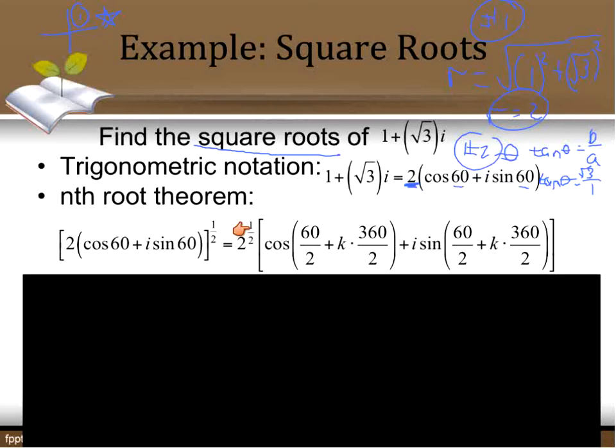1/2 is square root. Do you remember that those two are the same? Well, 1/2 is a square root. So it's still our same formula. It's still r raised to the n, but in this case, my n is a square root. How do I represent a square root as an exponent? 1/2 is a square root.